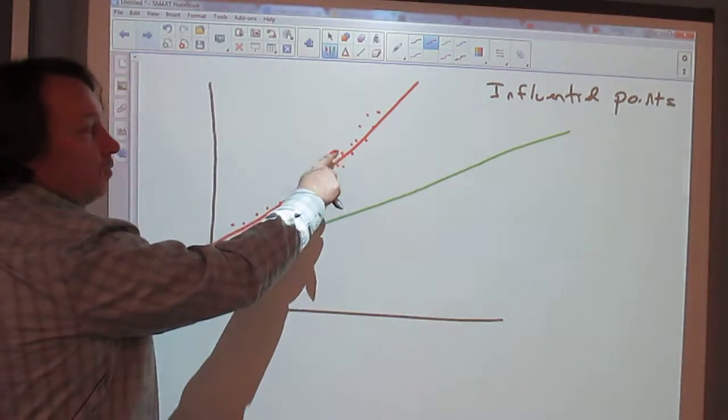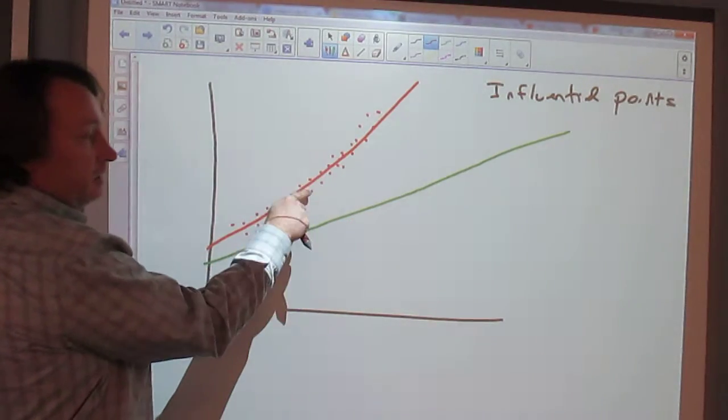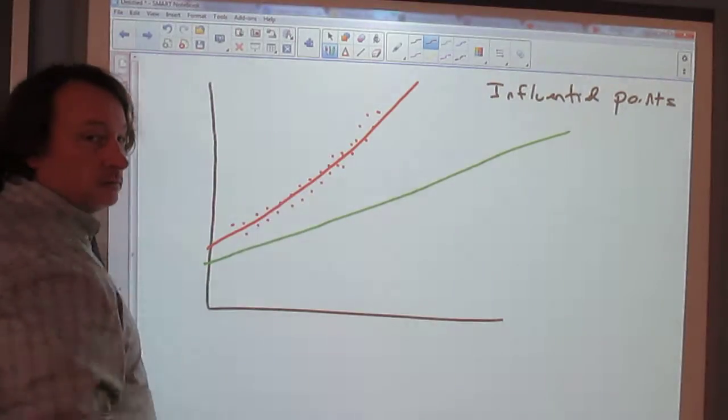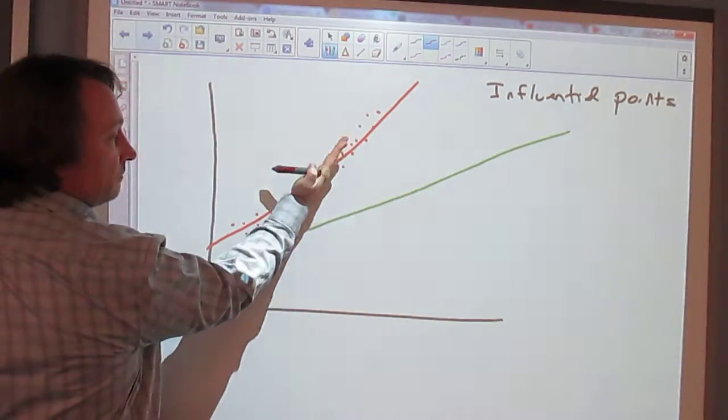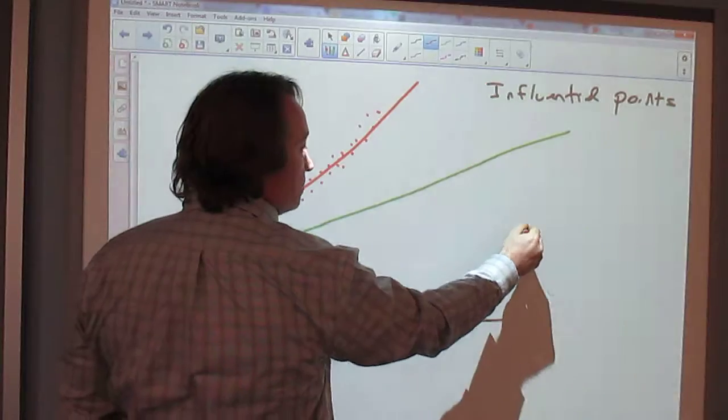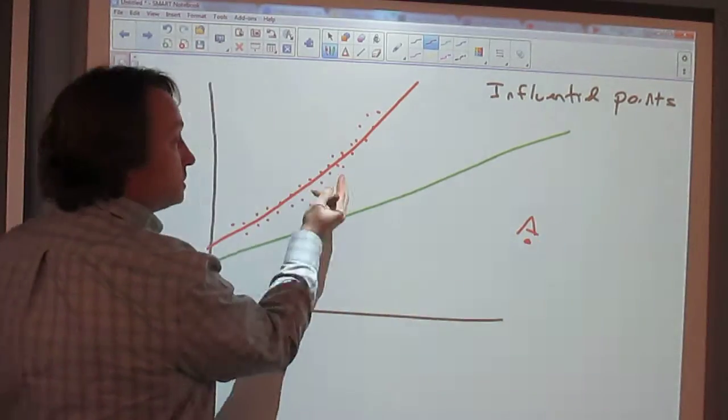So what happens to my new line? Did my slope go up or down? Slope goes up, right? So when I removed this point A that was over here, the slope went up.